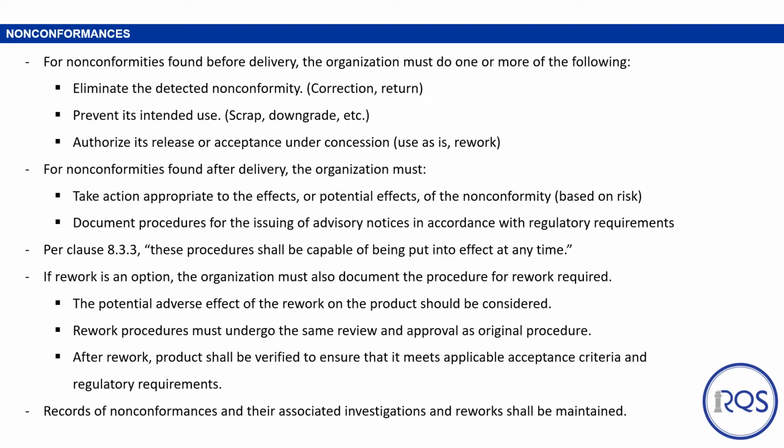For nonconformities found before delivery, organizations must eliminate the nonconformity by correction or return, prevent its intended use by scrap, downgrade, or other means, and/or authorize its release or acceptance under concession. For nonconformities found after delivery, the organization must take actions that are appropriate to the risk of the nonconformity. Organizations must also document procedures for issuing advisory notices in accordance with regulatory requirements. Per Clause 8.3.3, these procedures shall be capable of being put into effect at any time.